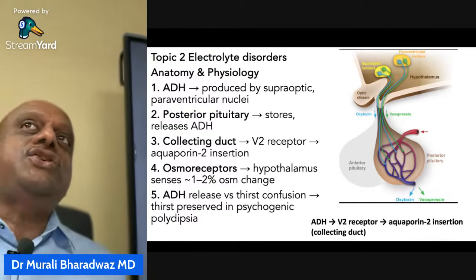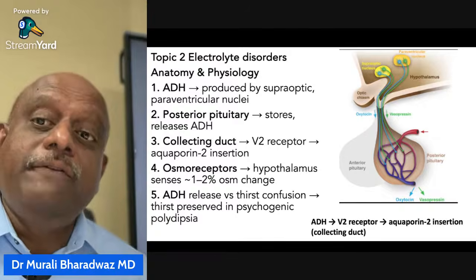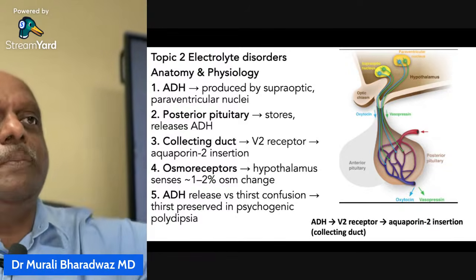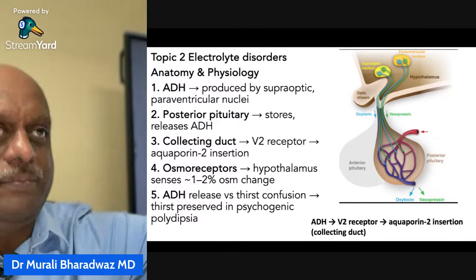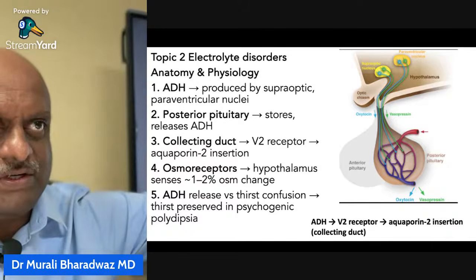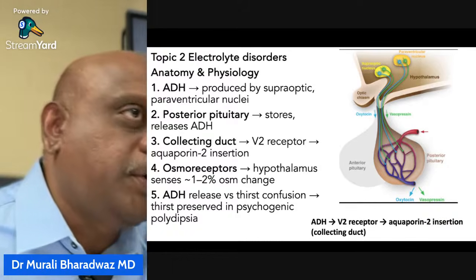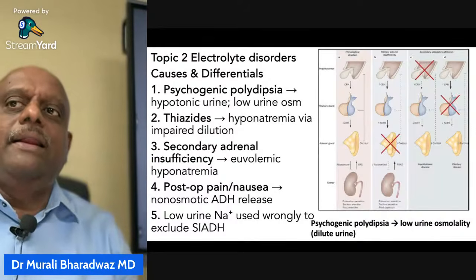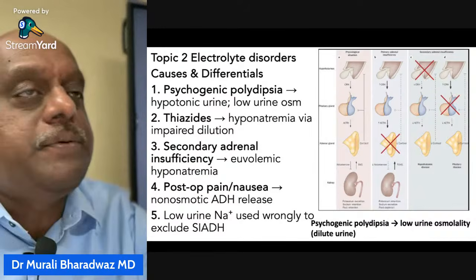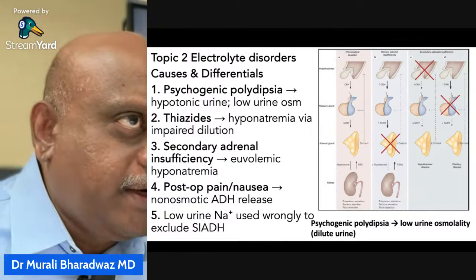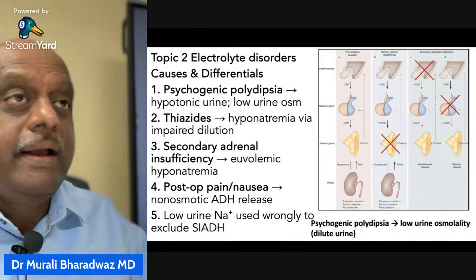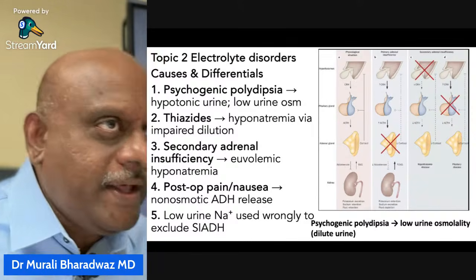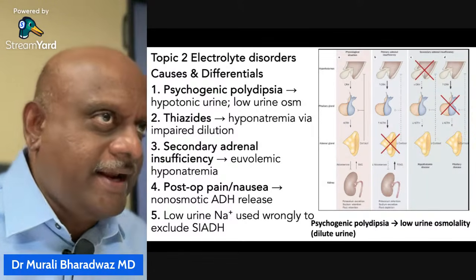So ADH, so how do you differentiate? Thirst is preserved in psychogenic polydipsia, whereas that is not so in SIADH. Then psychogenic polydipsia has a hypotonic urine and low urine osmolarity. That is a common thing between both SIADH and this.